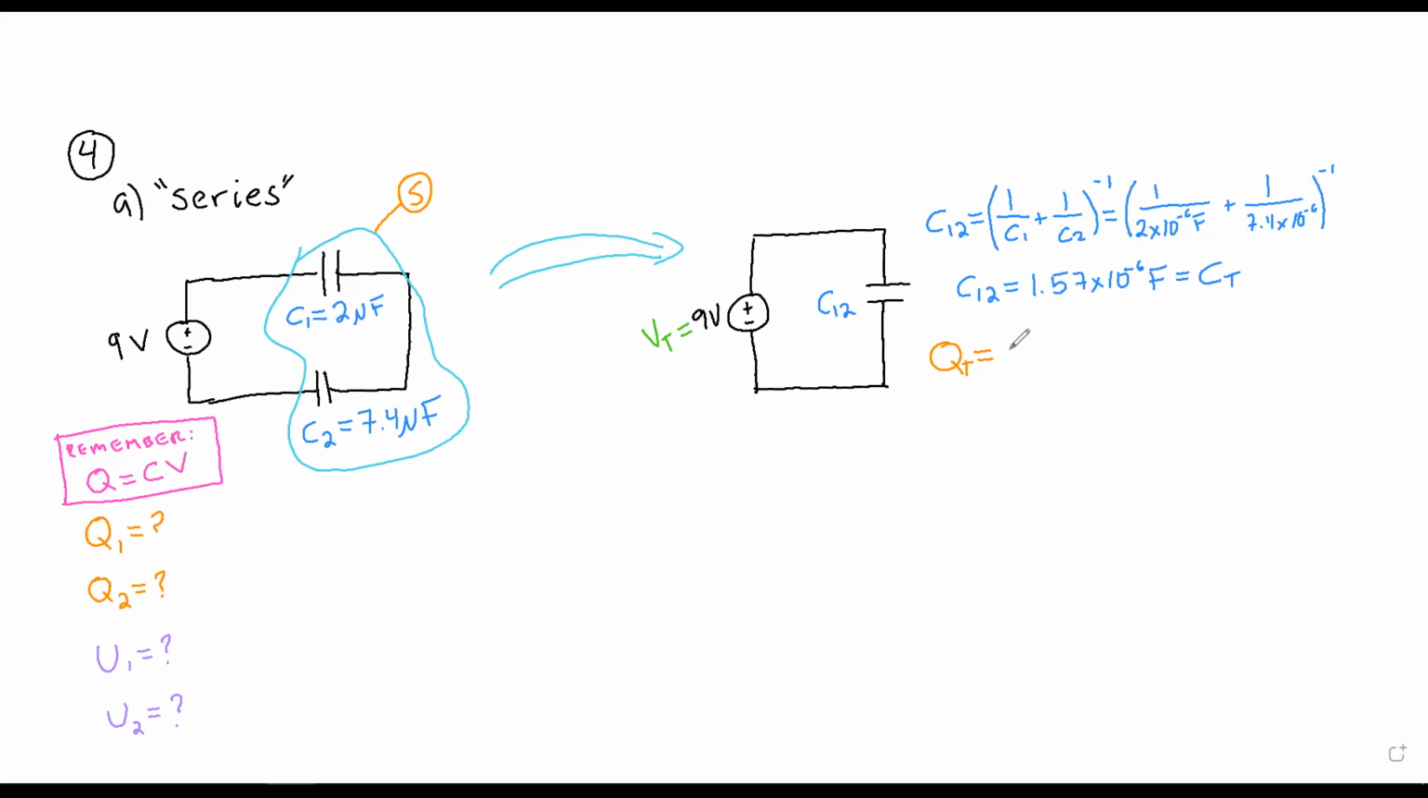So the total charge is going to be equal to the total capacitance times the total voltage. The total capacitance is 1.57 times 10 to the minus 6 farads, and the total voltage is 9 volts. So what is the total charge we have in this circuit? About 1.42 times 10 to the negative 5, and these are coulombs. We have to be a little bit careful not to get confused because we're using C to represent capacitance, and remember that the units of charge are coulombs.